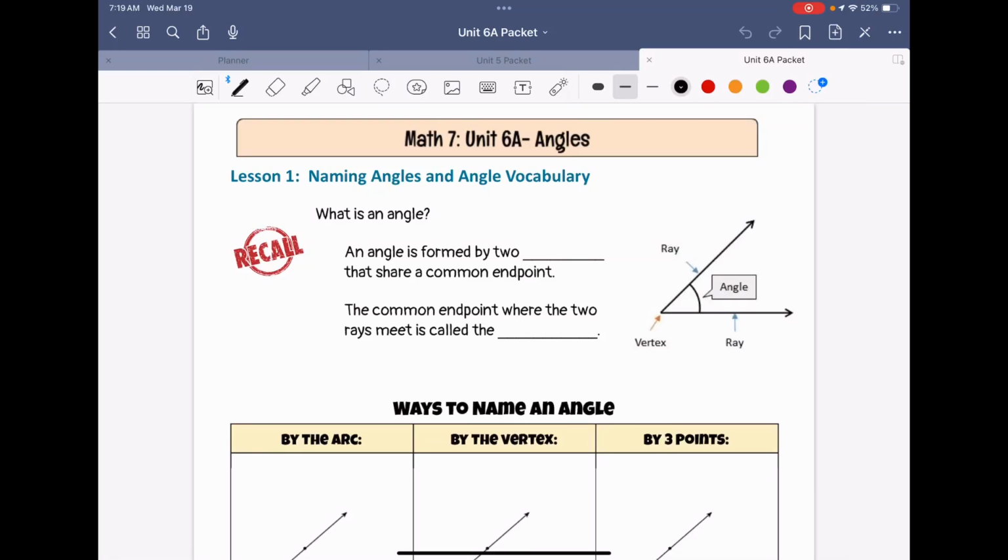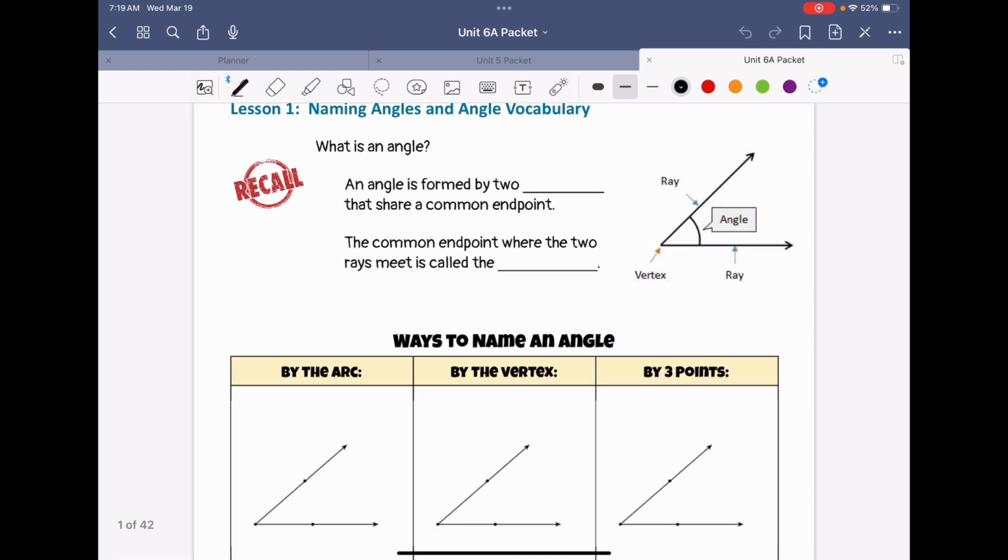Okay, we are on lesson 1 for our 6A unit on angles. Our first lesson is going to just be about how we name angles and the vocabulary that we're going to see throughout the unit. So the first thing we need to remember is what an angle is. An angle is actually formed by two rays that share a common endpoint. So we have two rays here. They meet at a point, and that common endpoint is called the vertex.